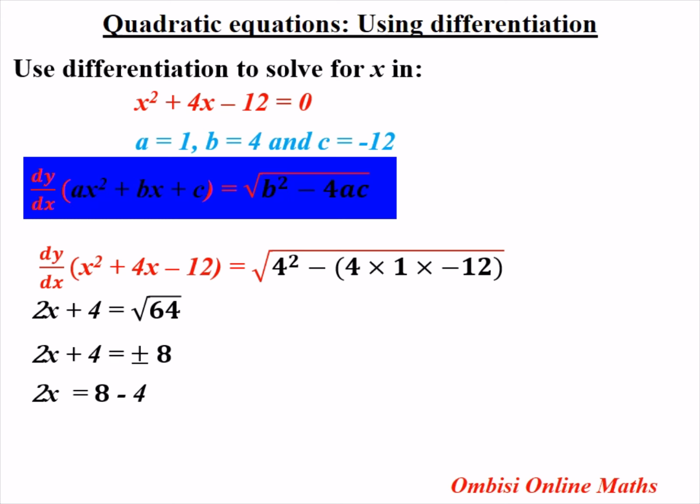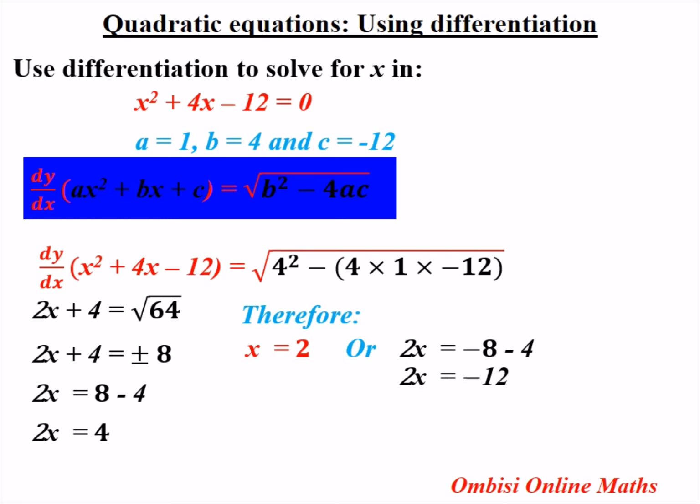Now 2x will be equal to 8 minus 4, that is when the square root is positive 8. Therefore, 2x equals 4. Dividing by 2 both sides, x equals 2. Or we find the value of x when the square root is negative 8. So 2x plus 4 equals negative 8, which means 2x equals negative 8 minus 4, and this translates to 2x equals negative 12. Divide both sides by 2, and you end up with x equals negative 6.